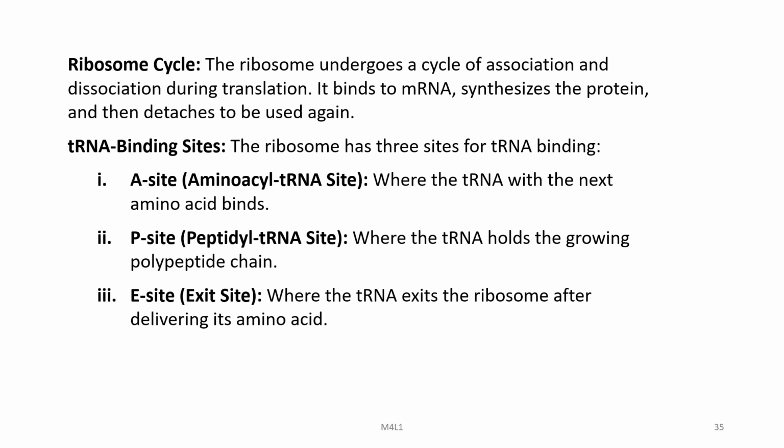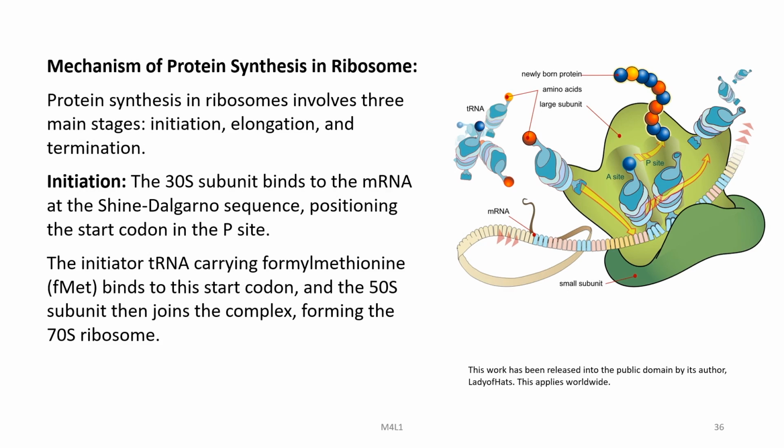The A site is the aminoacyl tRNA site, where the tRNA with the next amino acid binds. Then the P site is where the tRNA holds the growing polypeptide chain, and then there is the E site where the tRNA exits the ribosome after delivering its amino acid. Then let us look into the mechanism of protein synthesis in the ribosome.